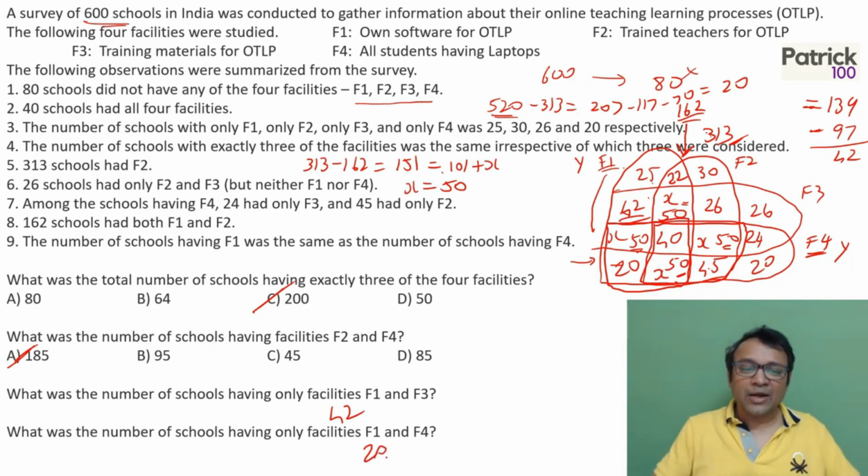It's just drawing the diagram and then trying to put in the values and get the answer. Not very difficult, provided you know the diagram. So you should know the 3 and 4 variable Venn diagram. That is what is important here. Hope it's clear.